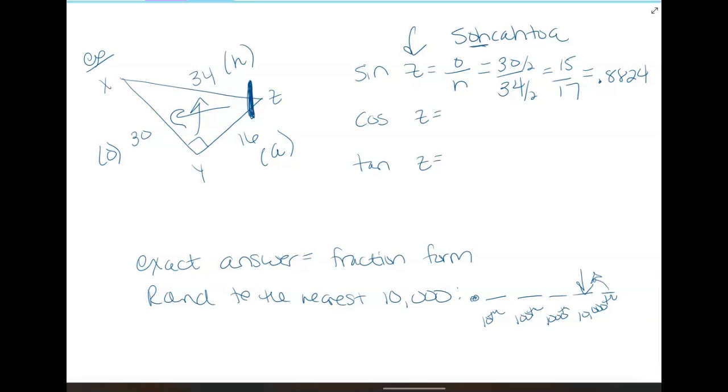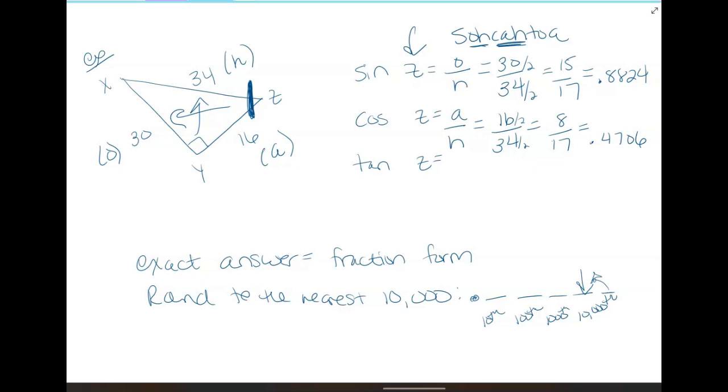All right, next up, cosine. Cosine now is the adjacent over the hypotenuse. Check out your SOHCAHTOA. The adjacent side is 16 divided by 34, right? And then we can reduce that, of course, both by 2. And then we're going to get 8 over 17 again. And then if we divide that, we would get 0.4706, it looks like.